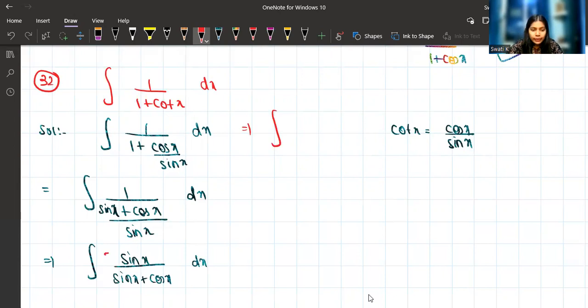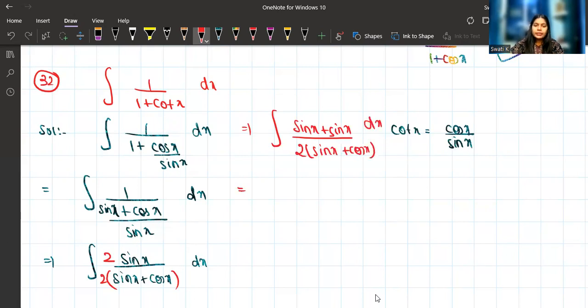So if I do that, it will become 2 sin x, and then here also 2 times sin x plus cos x. Now I can write this 2 sin x as sin x plus sin x. Yes, of course you can write that. And this is 2 sin x plus cos x as it is. And then dx, of course.